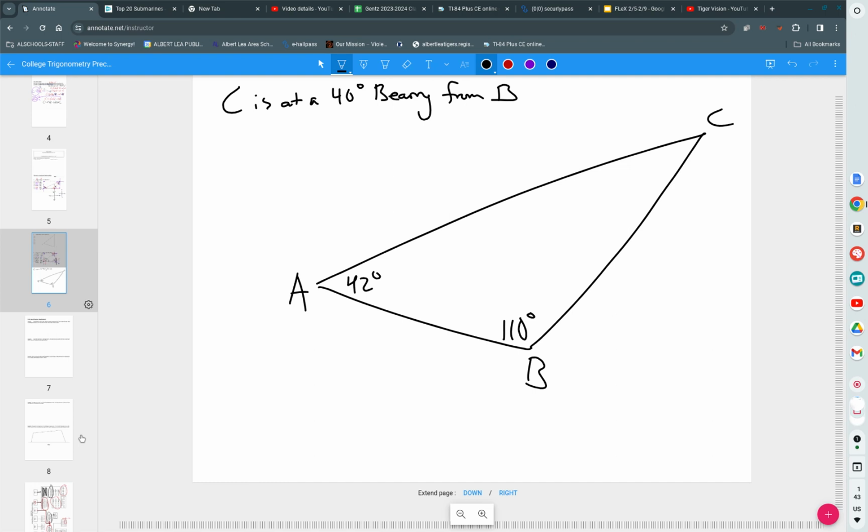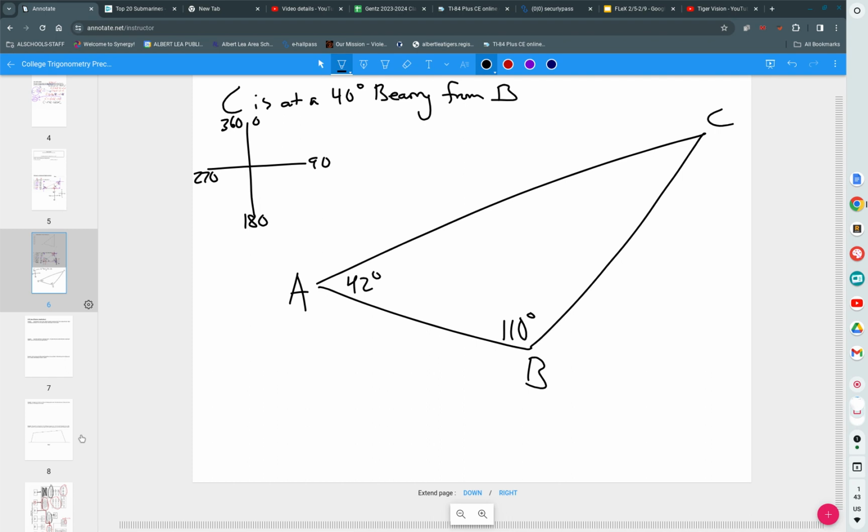It says C is at a 40-degree bearing from B. I want to make sure that you understand what that means. If my compass is set up like this, where this is 0, and this is 90, this is 180, and this is 270, and 360 is all the way around, as I look to set up my first problem, can somebody estimate for me what is approximately the bearing from C to B?